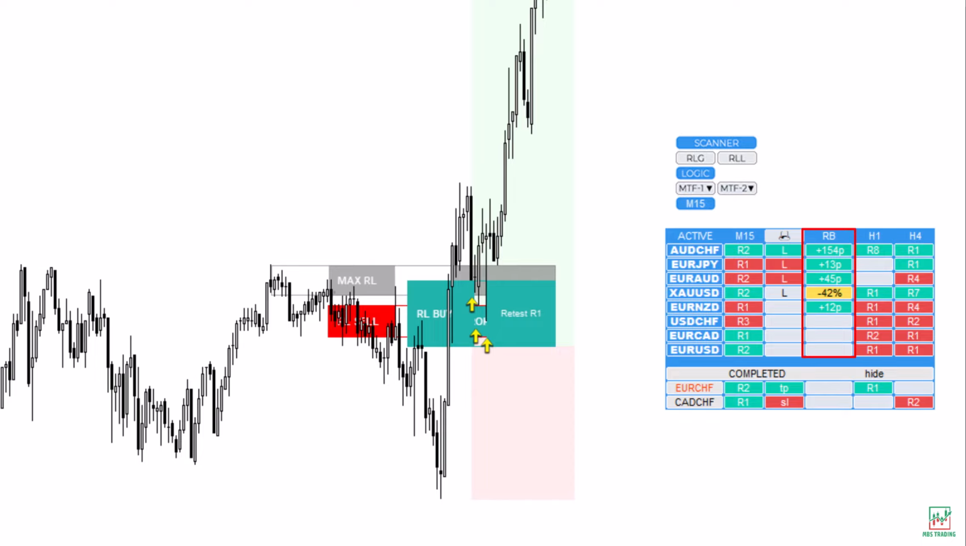Clicking RB next to an instrument pins it to the top of the list. Clicking again unpins it. Additional timeframe columns allow adding extra timeframes for scanning. When multiple timeframes show aligned levels, this represents the most favorable trading conditions. The Completed block displays executed levels.